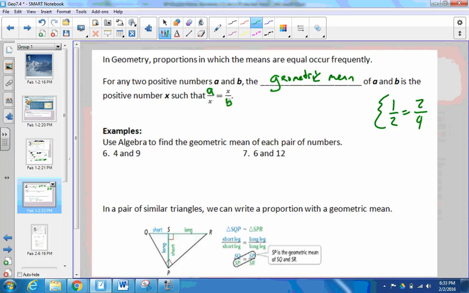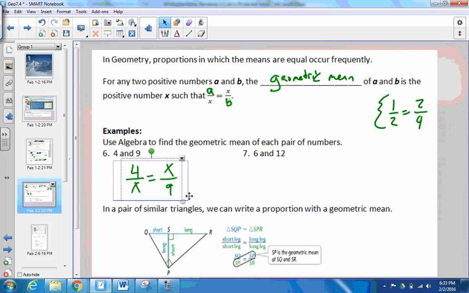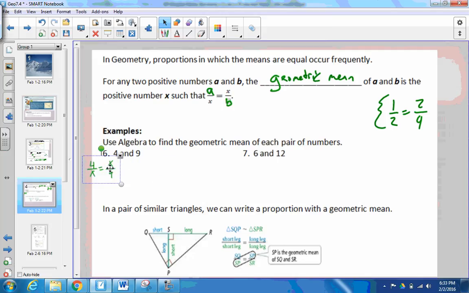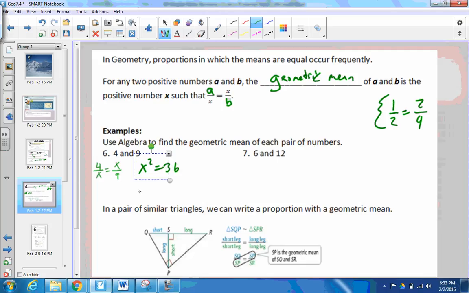Alright? So use the algebra to find the geometric mean of each pair of numbers. So 4 over something is congruent to something over 9. So we just have to use algebra. So let's take that, solve our proportion. You'd have x squared, you do cross multiplication, x squared equals 36. So x equals, you take the square root of that, it could be 6 or negative 6.